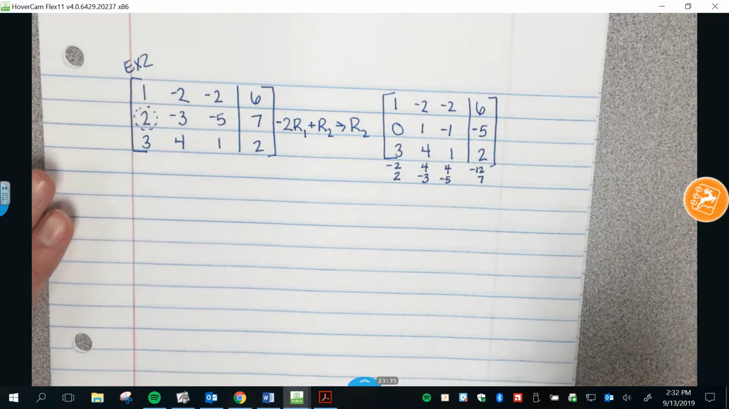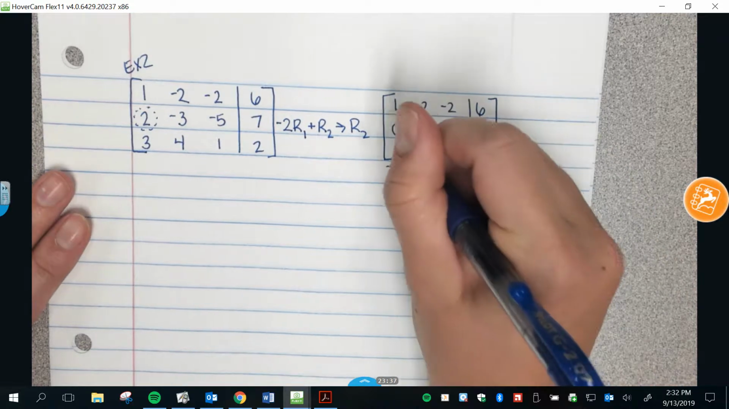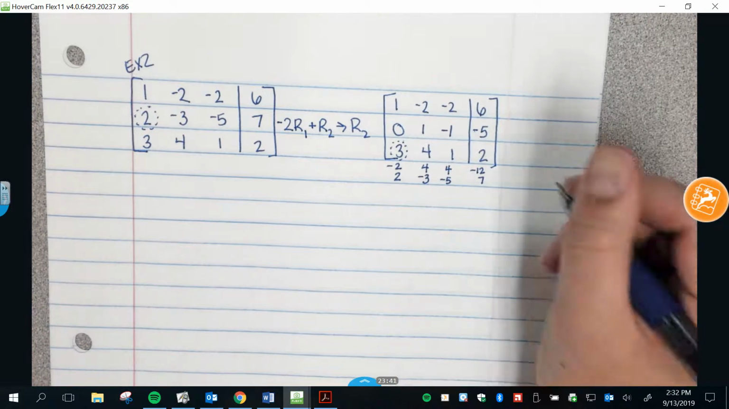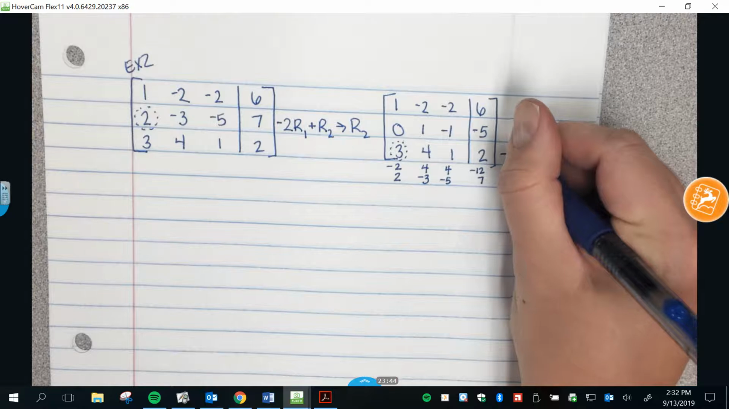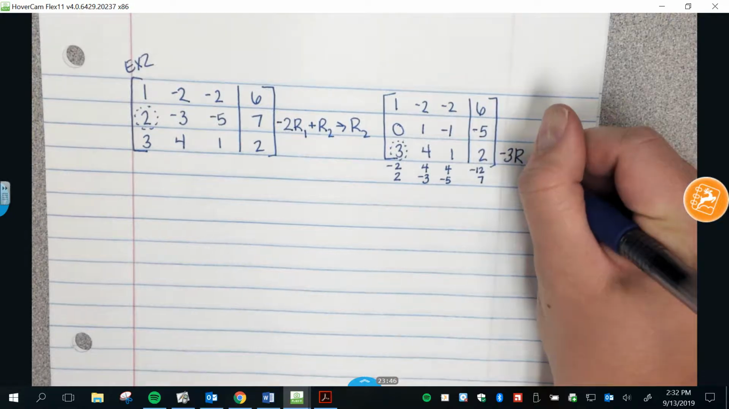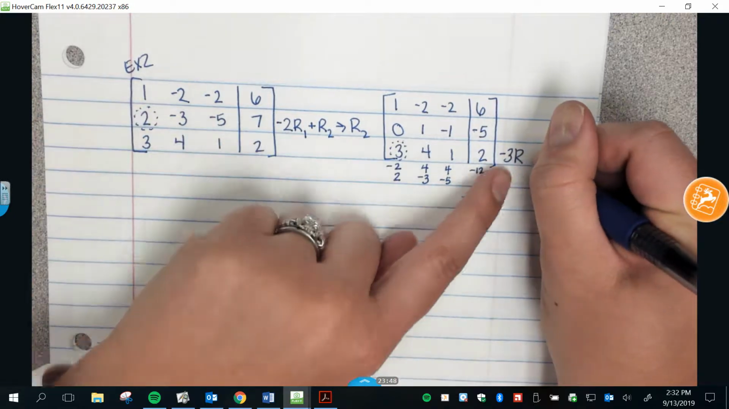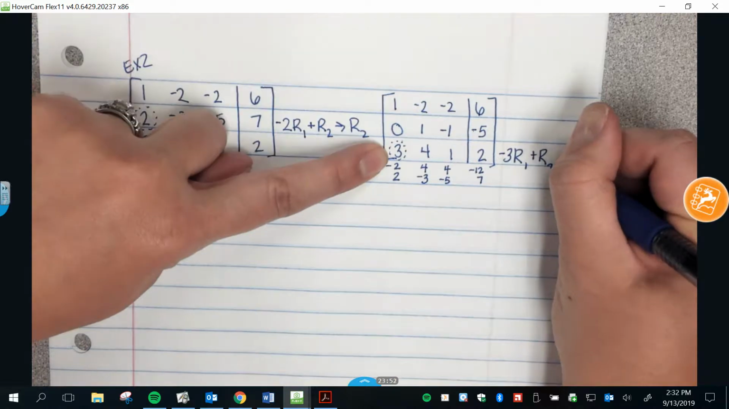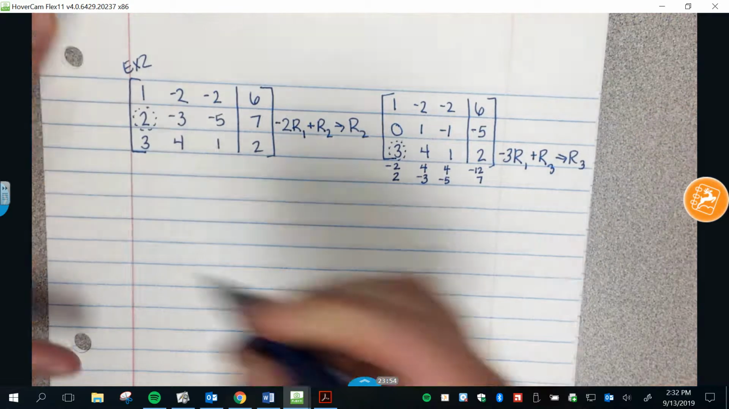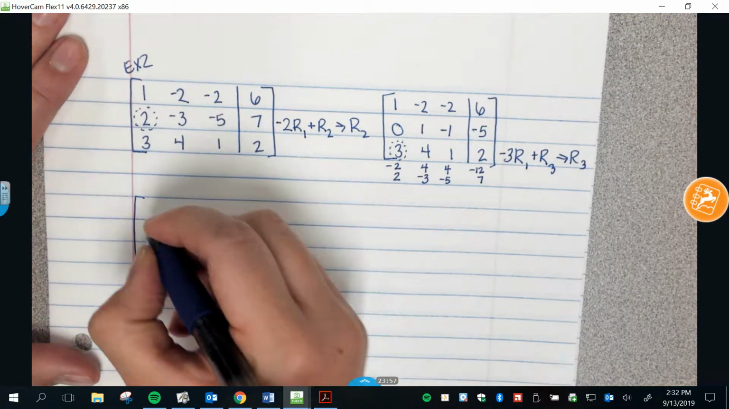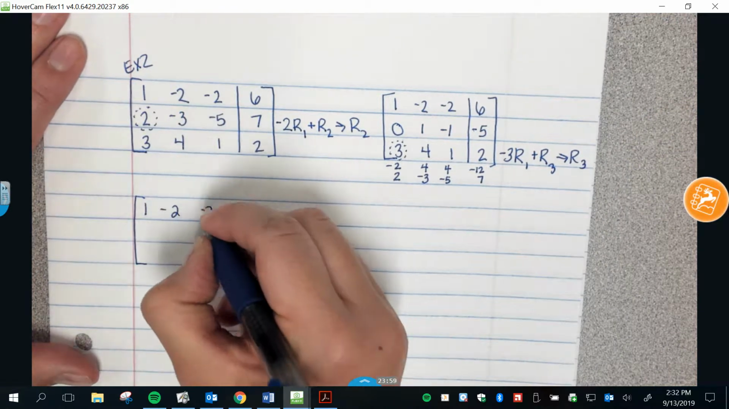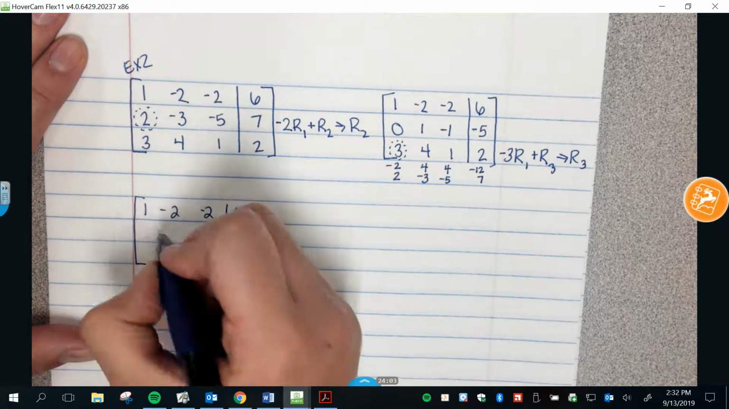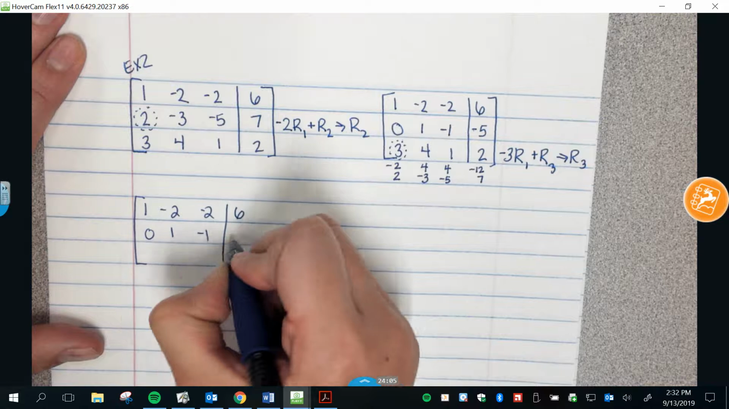All right, what's next? 3. All right, 3. Okay. Row command, what's it going to be? Negative 3, row 1, plus row 3 into row 3. Okay. So don't change rows 1 or 2. Feels like you rewrite row 1 a lot in the beginning. It's because you do. Okay. 0, 1.